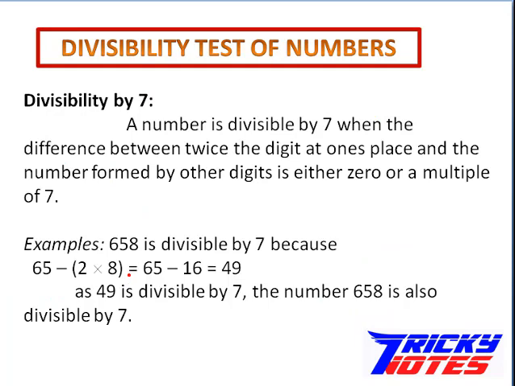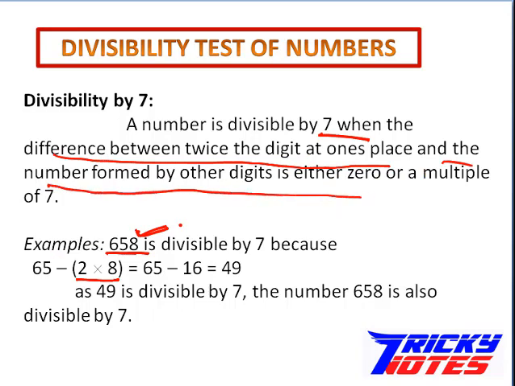This is something different, we need to concentrate. A number is divisible by 7 if the difference between the remaining number and twice the digit at the ones place is either 0 or divisible by 7. We have taken this example. The ones place is 8, so twice of 8 is 16. The remaining number is 65. 65 minus 16 is 49. 49 is divisible by 7, so the whole number is divisible by 7.